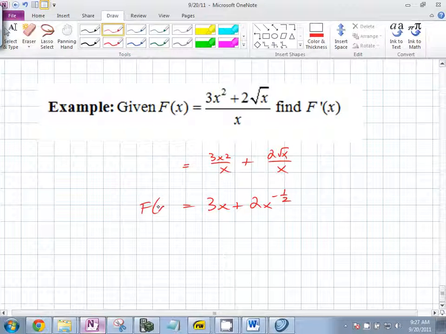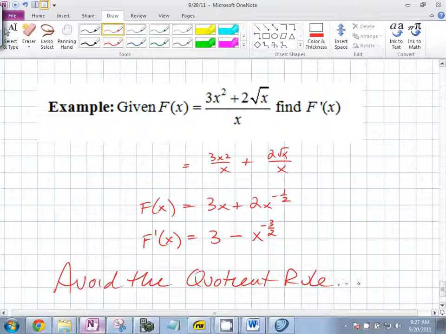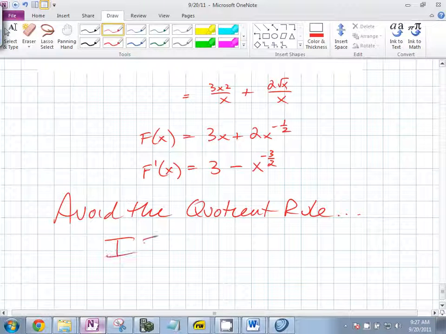So now what can you do? Now you take the derivative. Do you need the quotient rule? Nope. 3 minus x to the negative 3/2. Is that a little cleaner than what you wrote down? Yeah, it's a little cleaner. So here's the lesson for this. Avoid the quotient rule if you can. Are you always going to be able to avoid it?